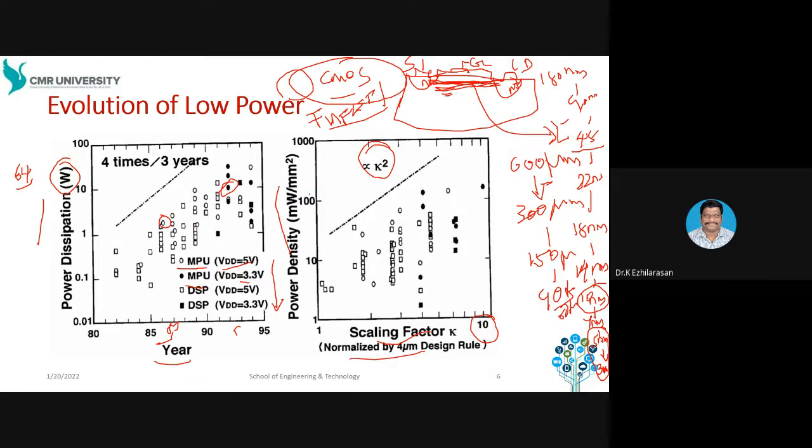Nowadays, what is our aim? All your equipment is operated on a battery. The second thing is that you need to operate with a minimal operating voltage, which is nothing but your power supply. Even the battery is the power supply for the equipment.